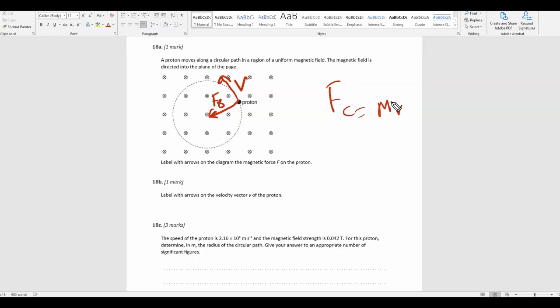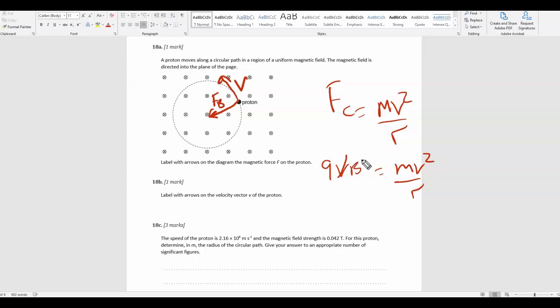So here I'm using the centripetal force equation. I'm plugging in QVB, the magnetic force, because that is providing the centripetal force. Before anyone asks what happened to the sine theta, in this situation it's always going to be 90 degrees because V and B are perpendicular to each other, my bad. Theta is the angle between V and B, and they're at a 90-degree angle here. So that's why I didn't include the sine theta in the equation.